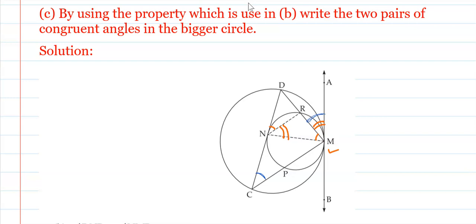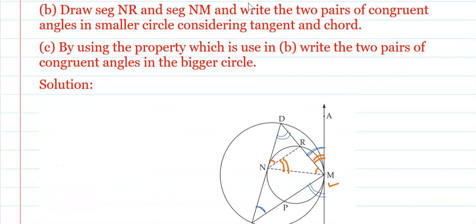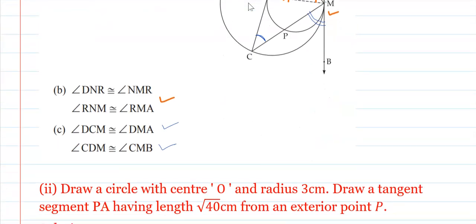And what about the other angle? Angle CDM is congruent to angle CMB. These two angles are congruent. Hence, angle DCM is congruent to angle DMA, and angle CDM is congruent to angle CMB by using the tangent chord property. And in this way, this question is completed.